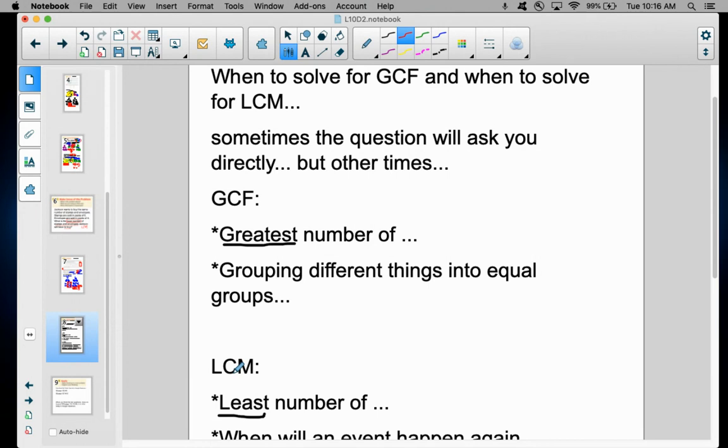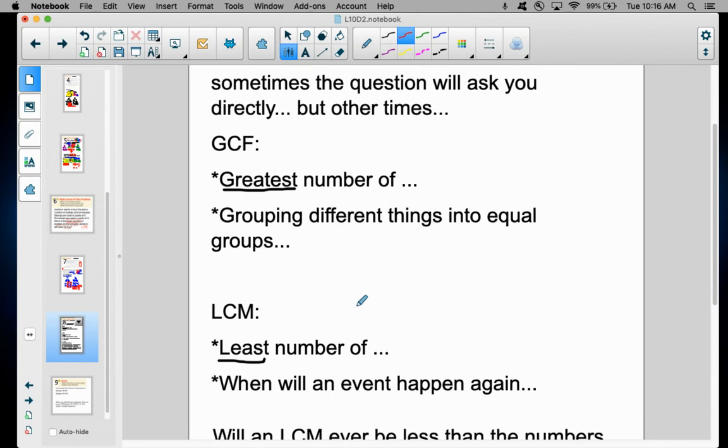The other times, they don't have those words, greatest or least, but they're dealing with two different ideas. Both our boxes and our plates were grouping different things into equal groups. We were grouping our cheese and crackers onto plates. We were grouping banners and posters into boxes. That's a greatest common factor type of question. Anytime you see that happening and they don't ask you directly, that is a greatest common factor question.